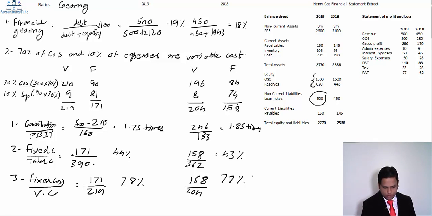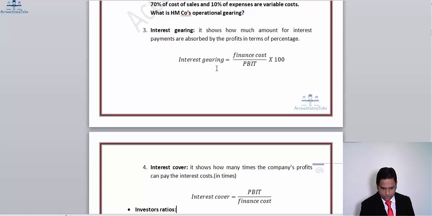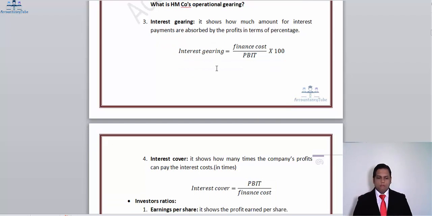Let's look at our next ratio. We'll be doing these examples in our last video. We have got interest gearing. Now interest gearing shows how much of the interest payments are absorbed by the profits in terms of percentage. It's basically telling us what proportion is absorbed, that is taken by our loan providers. The higher the proportion they are taking, the less is available to show in the P&L as profit or for distribution to the shareholders.